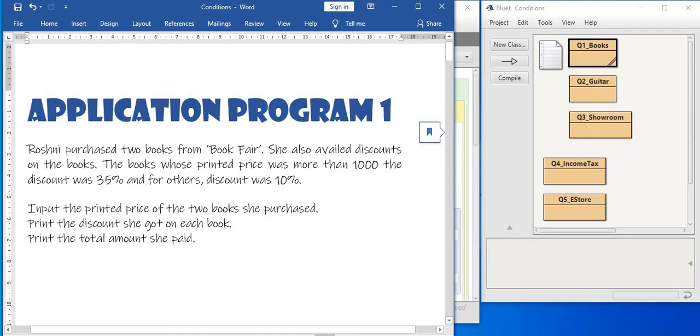Hello. Programs on conditions. These are the application programs which will come one after another to you. Okay, are you ready? So, application program number 1. What does the question say?